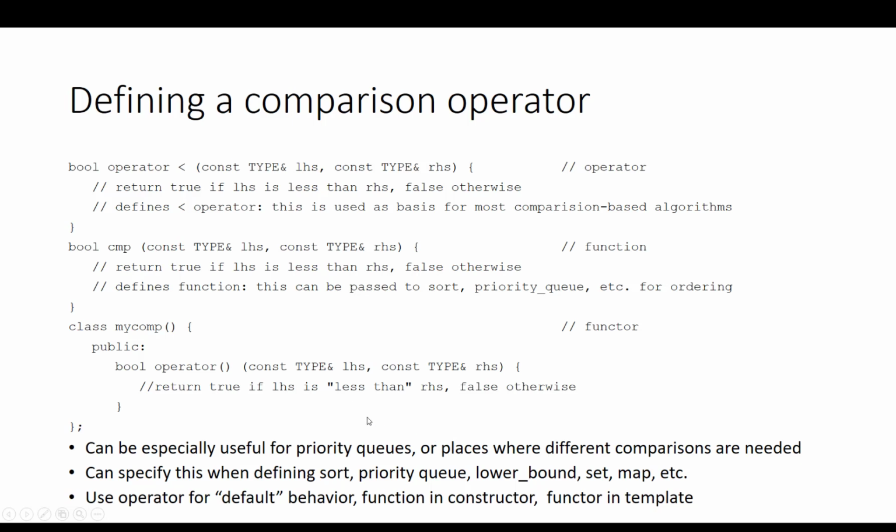Okay, and the other option is something called a functor. There's people who really like functors. I don't particularly like them myself, but that's just a personal preference. It's basically an operator that you can define. You see the format there, and it'll return whether something is less than the other one. And you can use a functor like the CMP function.